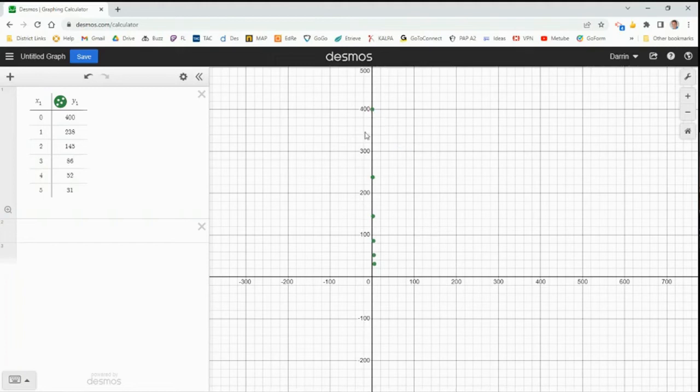So what kind of graph do you think it's starting to create there? Looking at those points, seeing the data values, it goes from 400 to 238 to 145 to 86 to 52, 31. Exponential. It does look like it's exponential. I agree, because it's exponentially getting smaller each time. So that means it's going to be an A, B to the X type of thing.